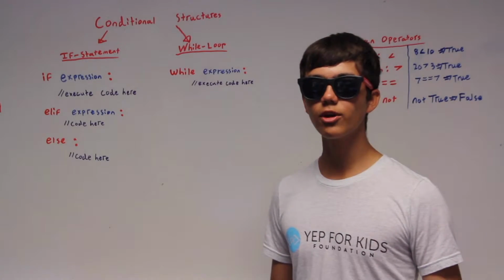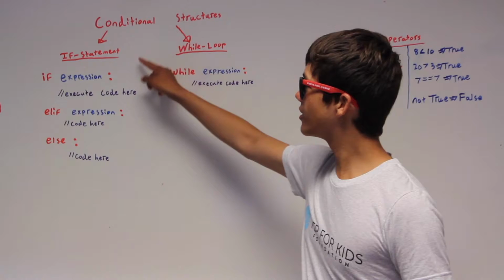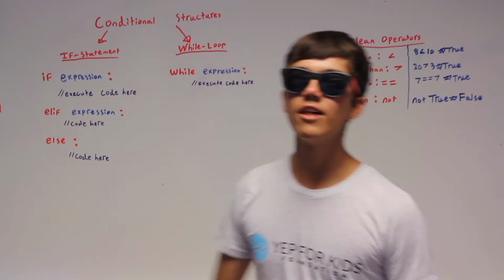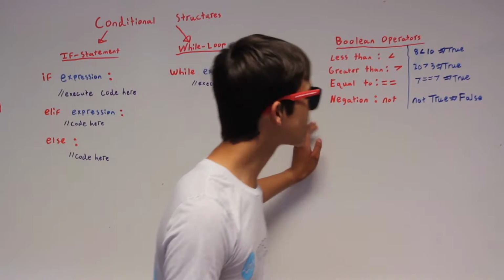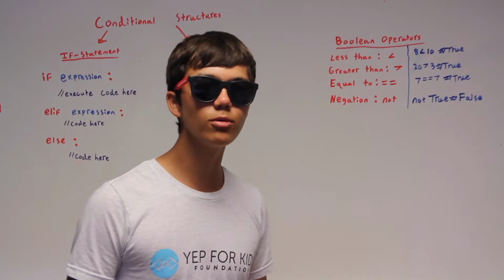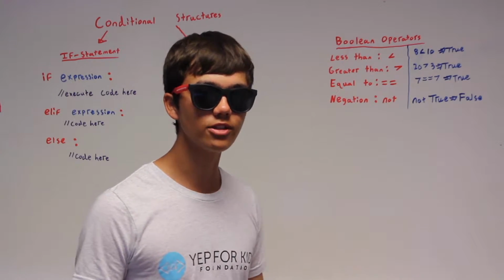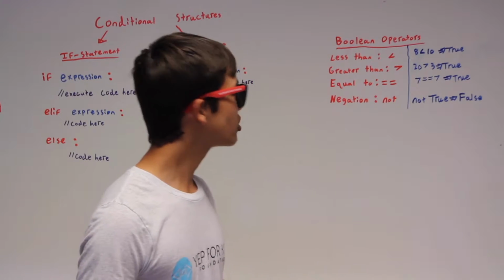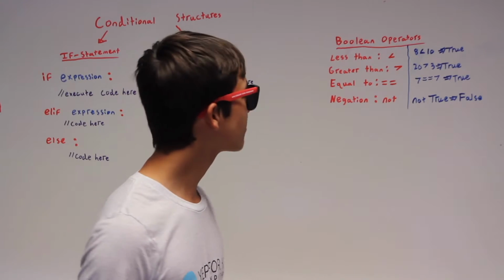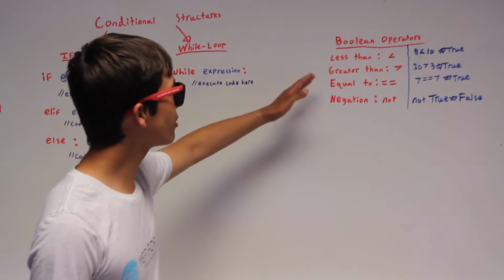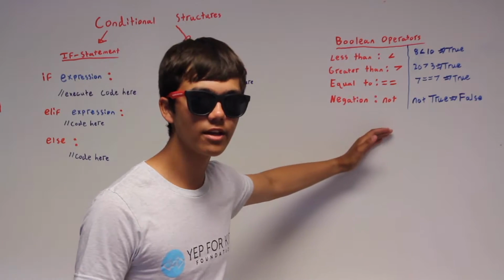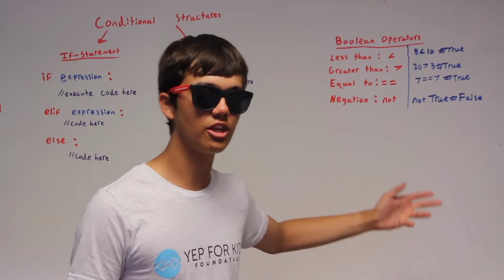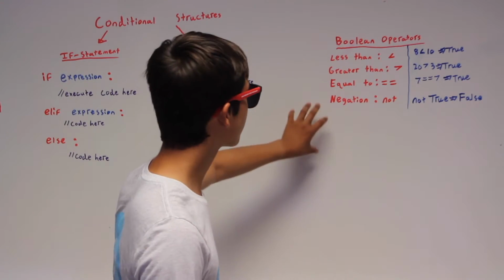Alright, so today we're going to be going over our two conditional structures, the if statement and the while loop. And then we'll also be focusing on our Boolean operators. So we can start off with these first. Boolean operators are symbols that we can use on numbers or strings or any of our variable data types to return a true or false value. So for example, we have our familiar less than and greater than symbols. So if I say 8 is less than 10, which is true, it'll return the true value, which is Boolean.